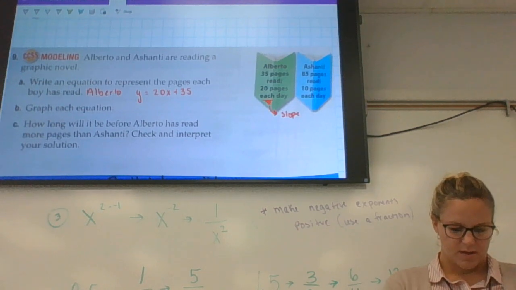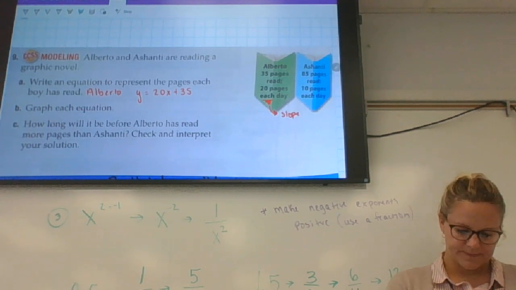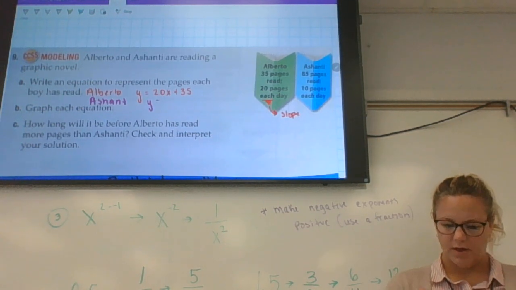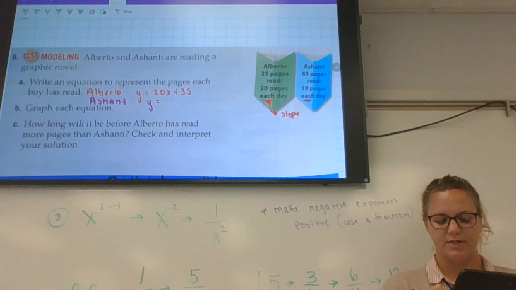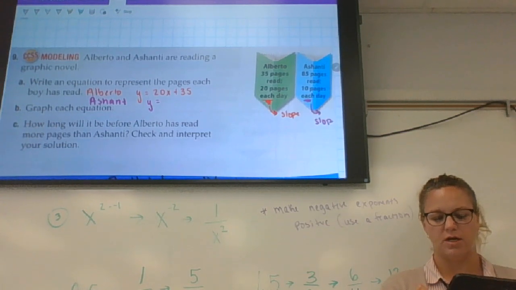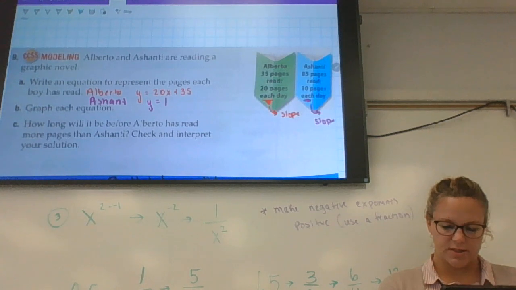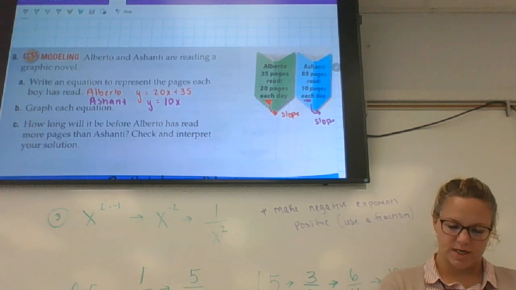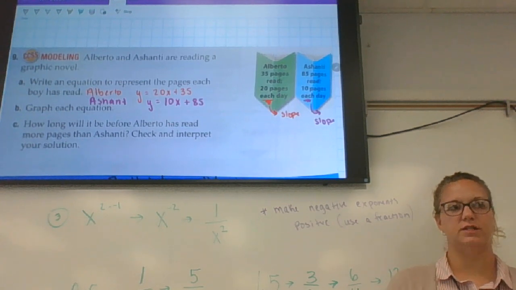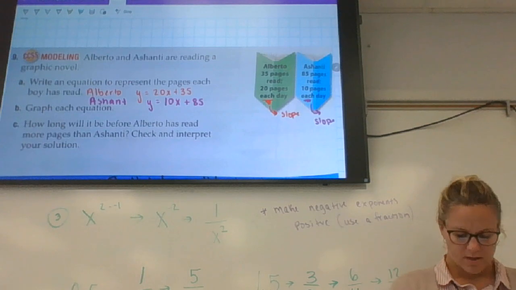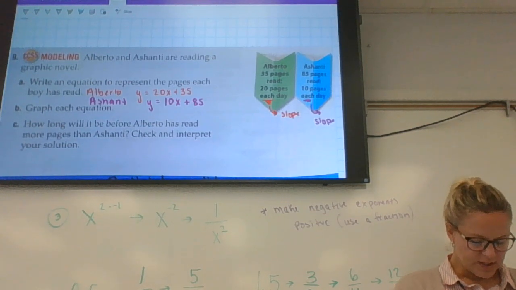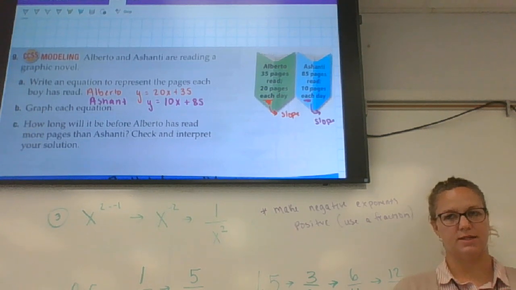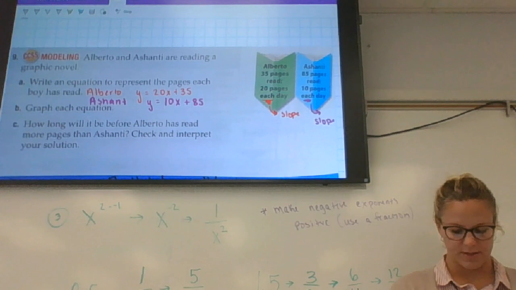Okay, Alberto. Ashanti. Ashanti's reading 10 pages each day, so the word with each is the slope. So Ashanti's reading half as much as Alberto. But Ashanti started out on page 85, so Ashanti already had a head start. We're going to graph these equations and figure out when will Alberto beat Ashanti, because he's reading twice as many pages each day.